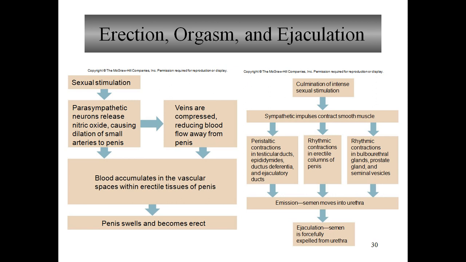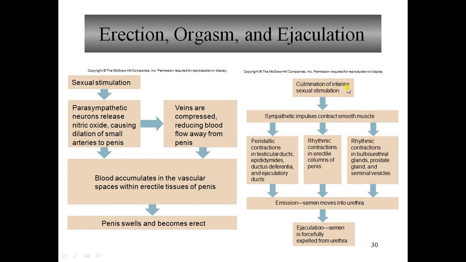So what happens after the nitric oxide is released? Dilation of arterioles to the penis. Veins are compressed, reducing the blood flow away from the penis, so that the penis will not become flaccid in the presence of nitric oxide. Then blood accumulates in the vascular spaces within the erectile tissue of the penis, the corpus cavernosum and corpus spongiosum, where the blood gets accumulated. The penis swells and becomes erect.